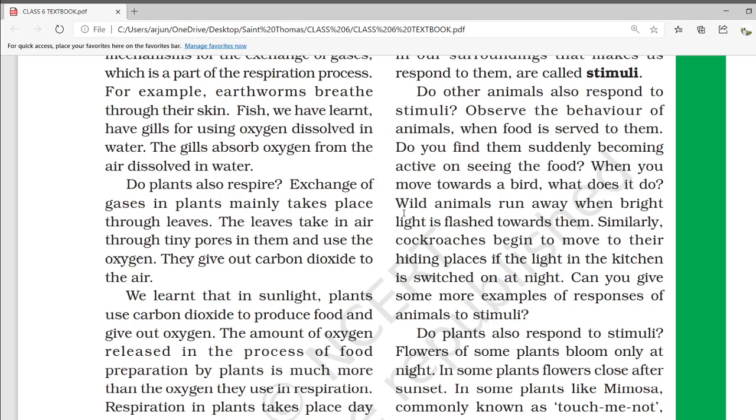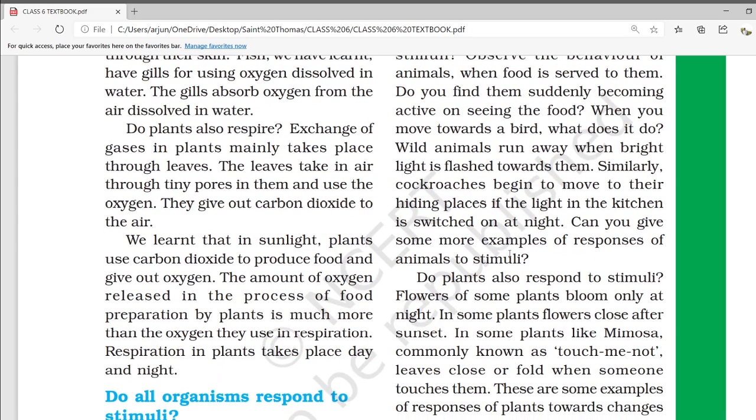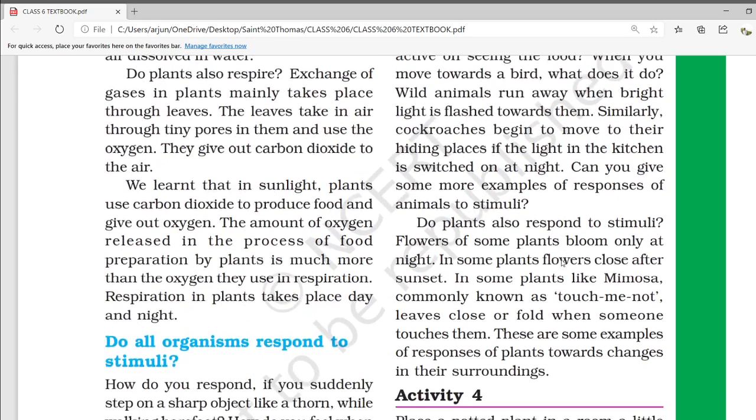Similarly, a cockroach begins to move to its hiding place if the light in the kitchen is switched on at night. Okay, here you do not see cockroaches in the daytime. You only see cockroaches at night time. But if you switch on the light, then you can't see the cockroaches, because they will not come out in a lighted place. Can you give more examples of animals responding to stimuli? Okay, we have seen birds, then small dogs, which are some examples of animals responding to stimuli.